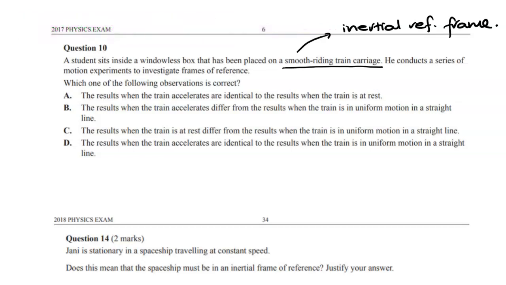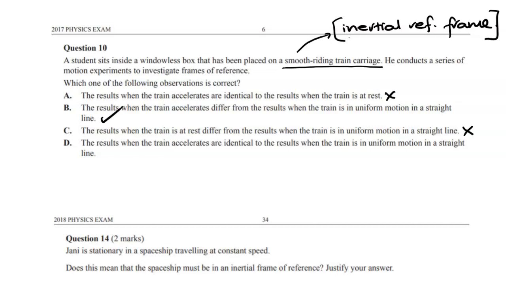The results when the train accelerates are identical to the results when the train is at rest. No. If the train accelerated, we're no longer in an inertial reference frame, so we're not going to see the same results for physics experiments we'd expect when we're just doing something on the ground, for example. The results when the train accelerates differ from the results when the train is in uniform motion in a straight line. Oh good, we didn't even need to make this assumption here. I'm glad that they've specified a little later on, but it was handy to have that in our minds earlier. So it looks like it's B. Let's check the others. Results when the train is at rest differ from the results when the train is in uniform motion in a straight line.